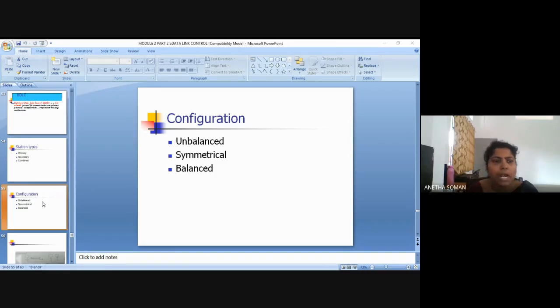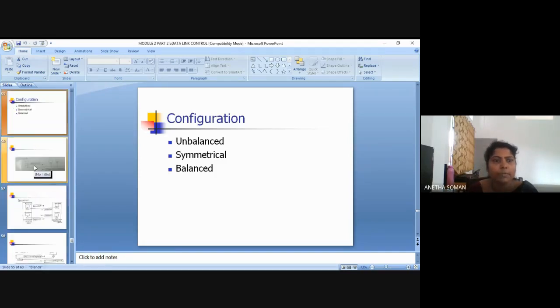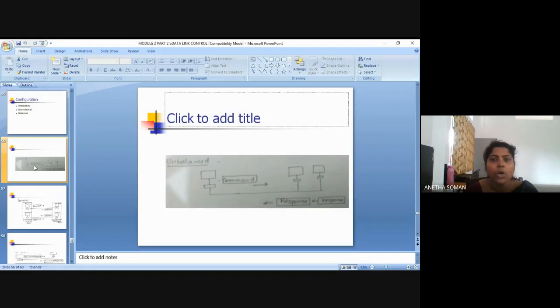Now, what is this unbalanced configuration? Unbalanced means one device, as you can see in the diagram here, is acting as the primary and the others are secondary devices. I told you the difference between primary and secondary: the primary can issue commands, and the secondary stations will issue responses. Okay.